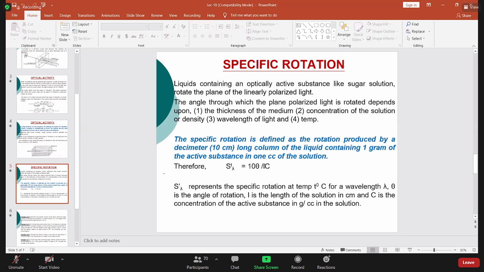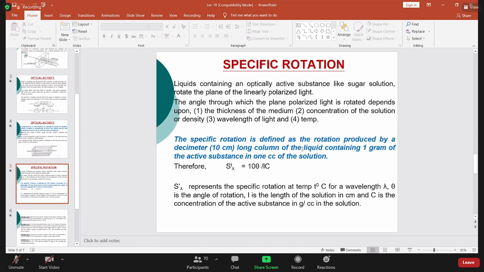Specific rotation depends on some parameters: the thickness of the medium, the concentration of the medium solution, the wavelength of the light, and also the temperature. Sometimes you may get this as a short question: upon which factors does specific rotation depend? Here it is written: thickness of the medium, concentration, wavelength of the light, and temperature.